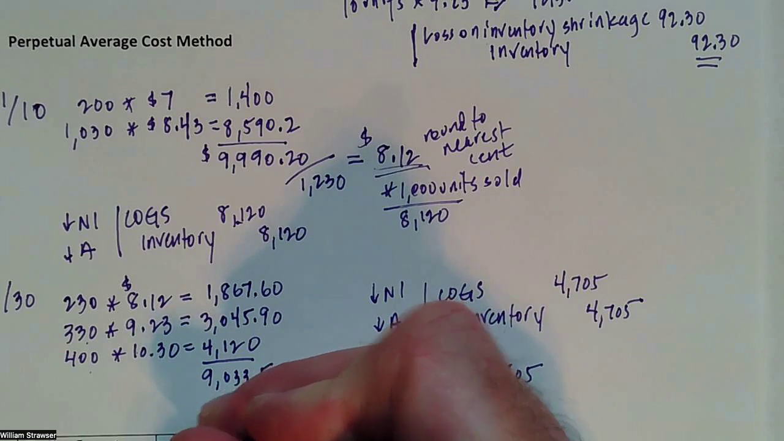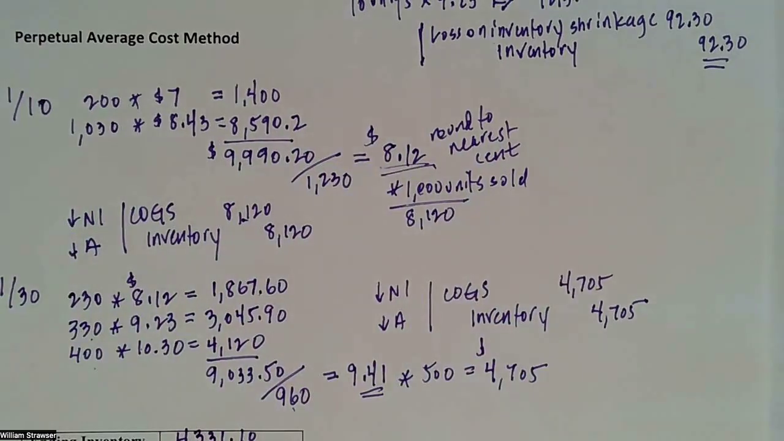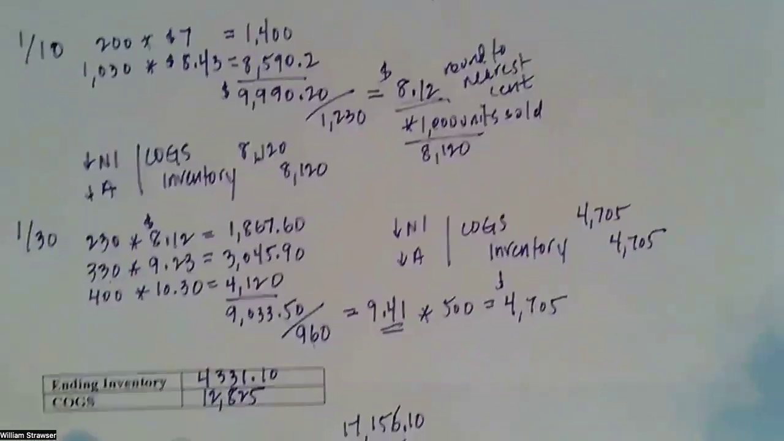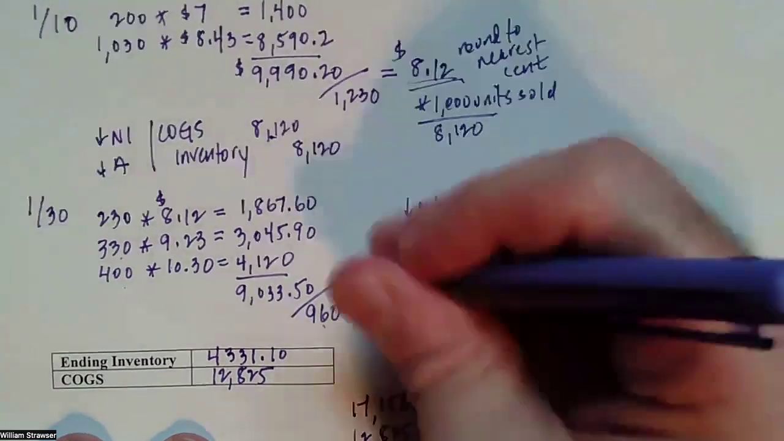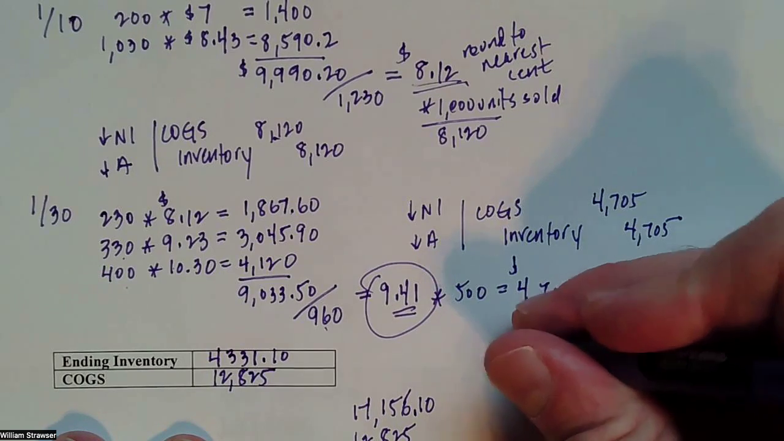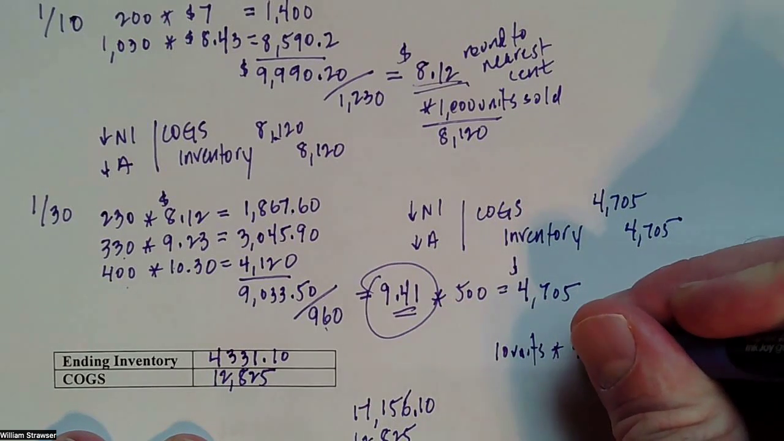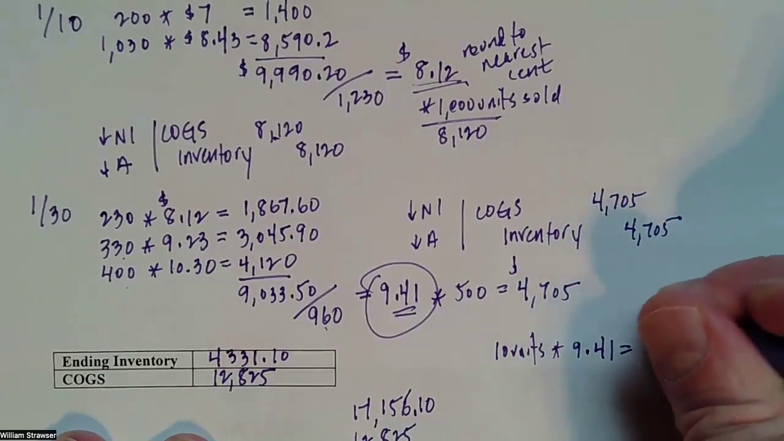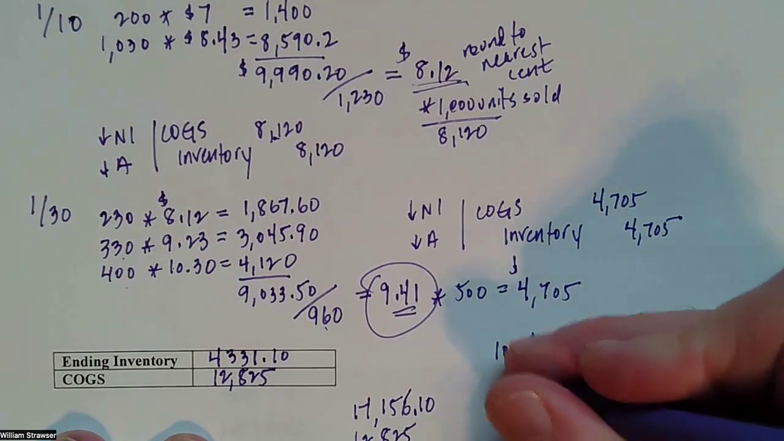$43,331 and 10 cents. And then the shrinkage, right? 10 units are missing. Take your most recent moving average. So now the shrinkage would be $94.10.